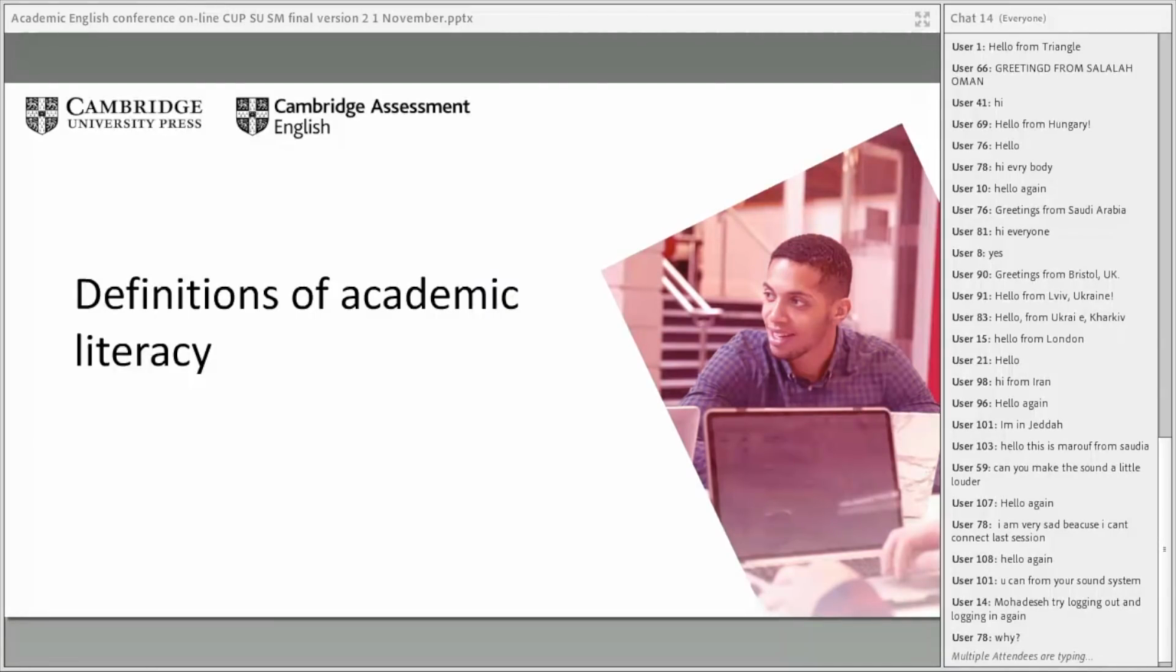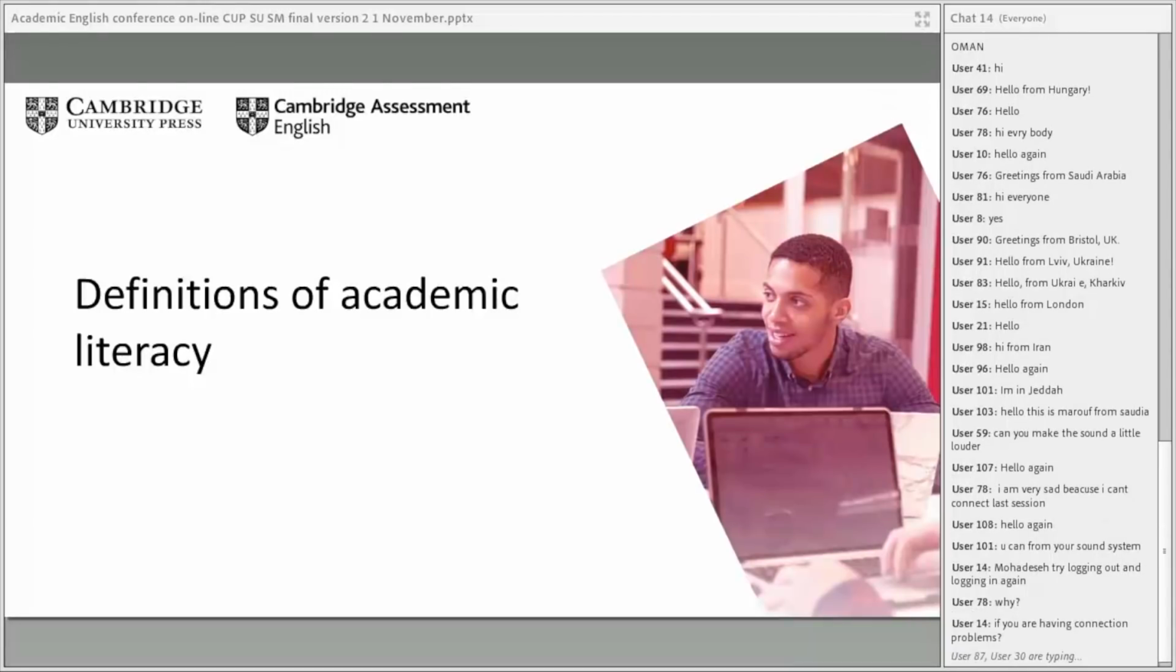Okay, so now we're going to turn to how the concept of academic literacy is used to describe language skills in higher education contexts. Universities in the UK and in the US describe academic literacy as a set of study skills that support successful study at undergraduate level and beyond. However, as we all know, there's a lot of variation in how academic literacy is conceptualised and described.